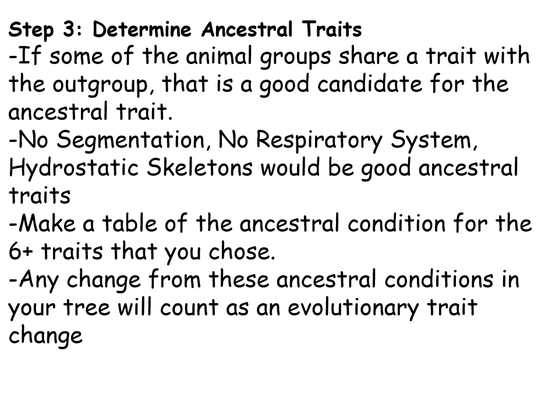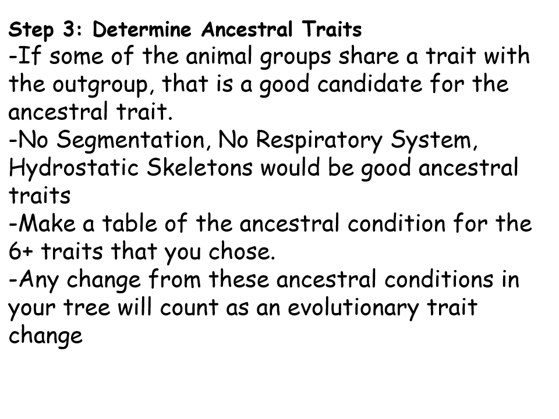A good rule of thumb for this would be, if some of the animal groups you're looking at share a trait that's common with the outgroup, then that's a good candidate for the ancestral trait. So for example, cnidarians, sponges, they don't have segmentation. And there are groups of bilaterians that don't have segmentation. So that increases the likelihood that, well, maybe the ancestral trait, before the split among bilaterians, was not having segmentation. Same with no respiratory system. Cnidarians, sponges don't have respiratory systems. Several groups of bilaterians also don't have respiratory systems. So not having a respiratory system would be a reasonable ancestral trait. Having a hydrostatic skeleton would be a reasonable ancestral trait.